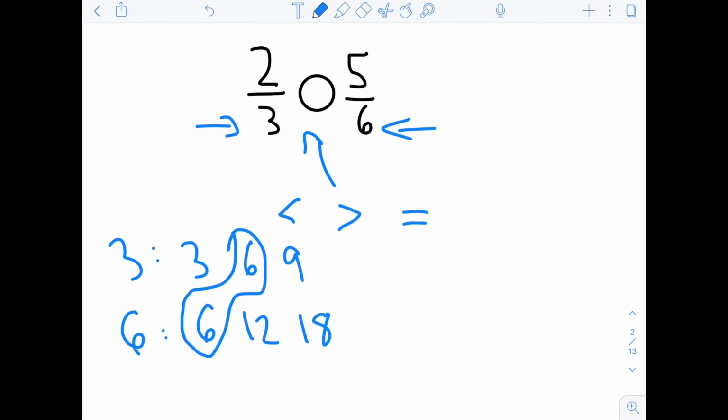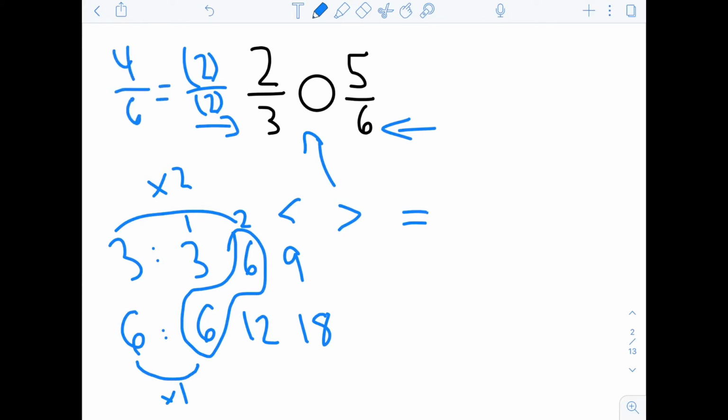So to get from 6 to 6, we multiplied by 1 because it took 1 step to get there. And to get from 3 to 6, we multiplied by 2 because it took 2 steps. So we multiply 2 over 3 by 2 over 2, because what we do to the denominator, we also have to do to the numerator, so the fraction stays the same. So 2 times 2 is 4, 2 times 3 is 6. So 2/3 is the same thing as 4 over 6. And 4 over 6 is less than 5 over 6.